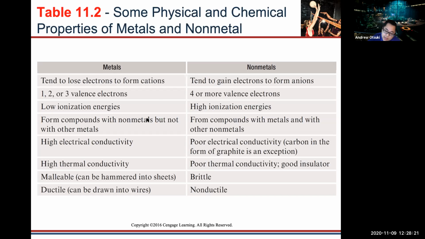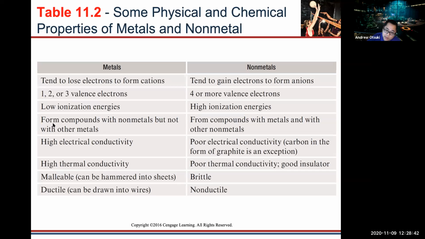So metals tend to have 1 to 3 valence electrons. Non-metals tend to have 4 or more. And they're also classified by low ionization energies for metals, high ionization energies for nonmetals, because nonmetals are on the right of the periodic table, whereas metals are on the left.